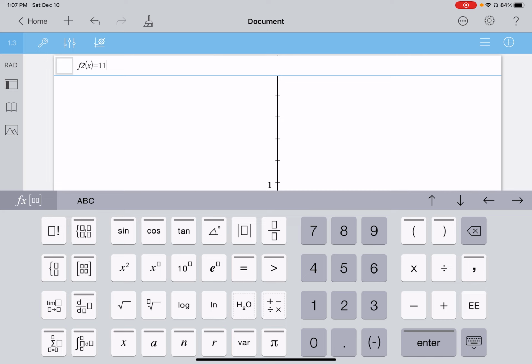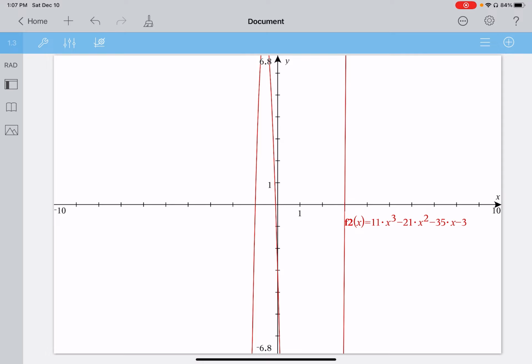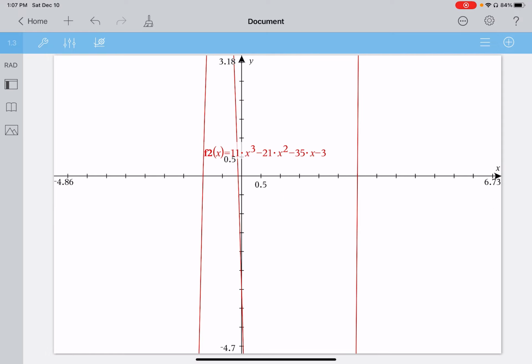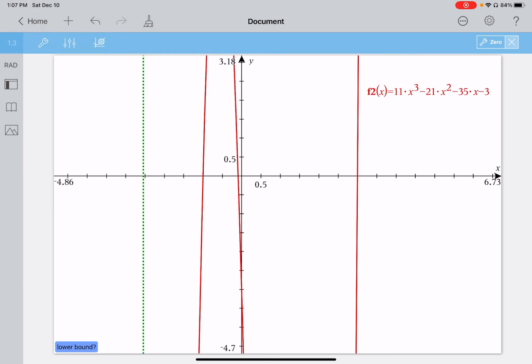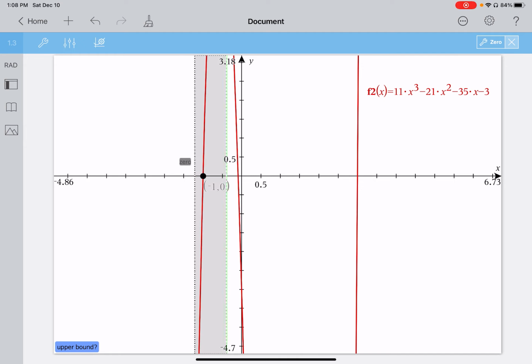So that was 11x cubed minus 21x squared minus 35x minus 3. Okay, and so you get this, and we're going to analyze those zeros again. So menu, analyze zero, and start one by one. You can do them all at the same time. So always start a little bit to the left of the point you want, and then drag it to the right. Okay, so there's one at -1.